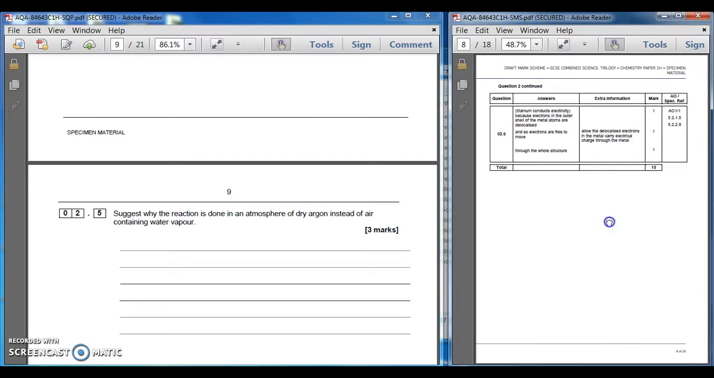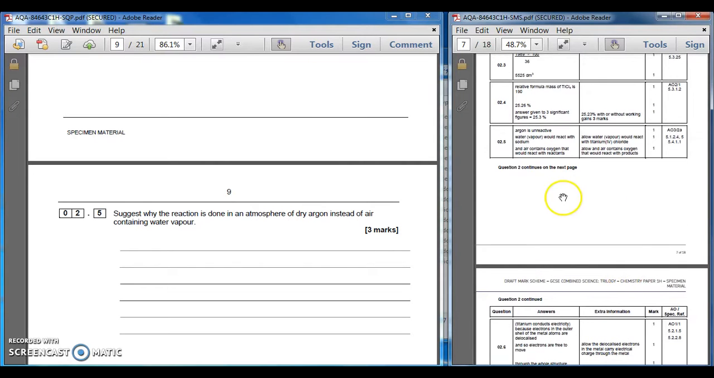And if it's wet, then that could be a problem because the water or the water vapor could react with the sodium or it could react with the titanium chloride. What the mark scheme is asking for there is specifics. So you don't want to say something like the water made it heavy, and you don't want to say something like the water may react. It's actually asking you to say what you think might happen, which is quite specific and quite difficult for an answer.